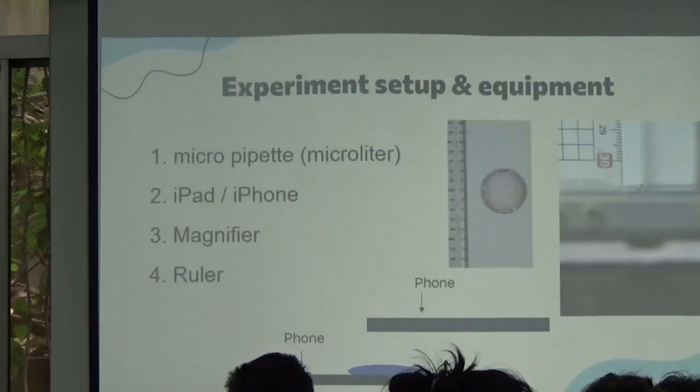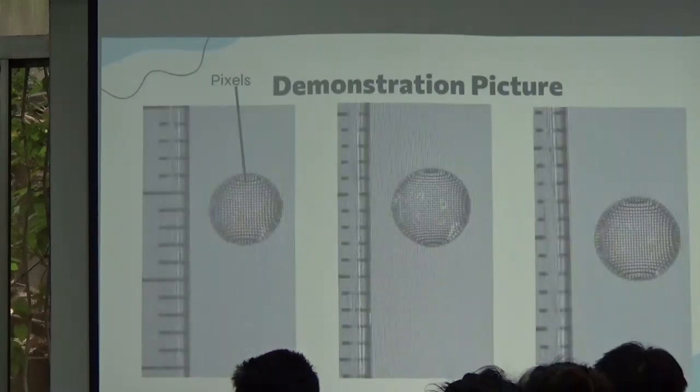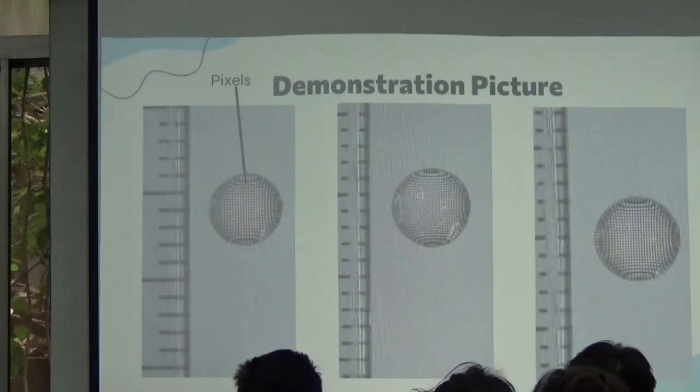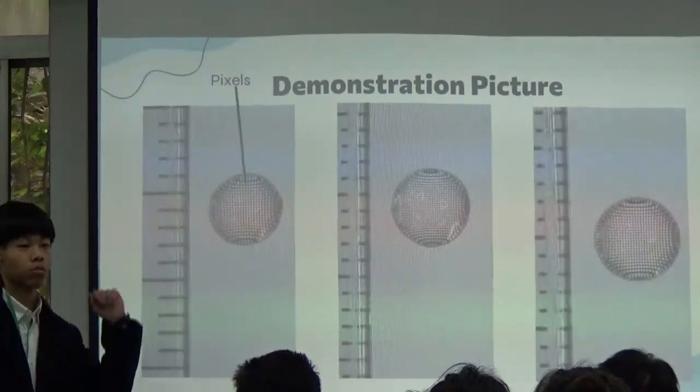And this is our experiment setup. We use a micropipette, iPad, iPhone, magnifier, and ruler. And in case you're wondering, the little gridded box in the droplets are pixels on the iPad.